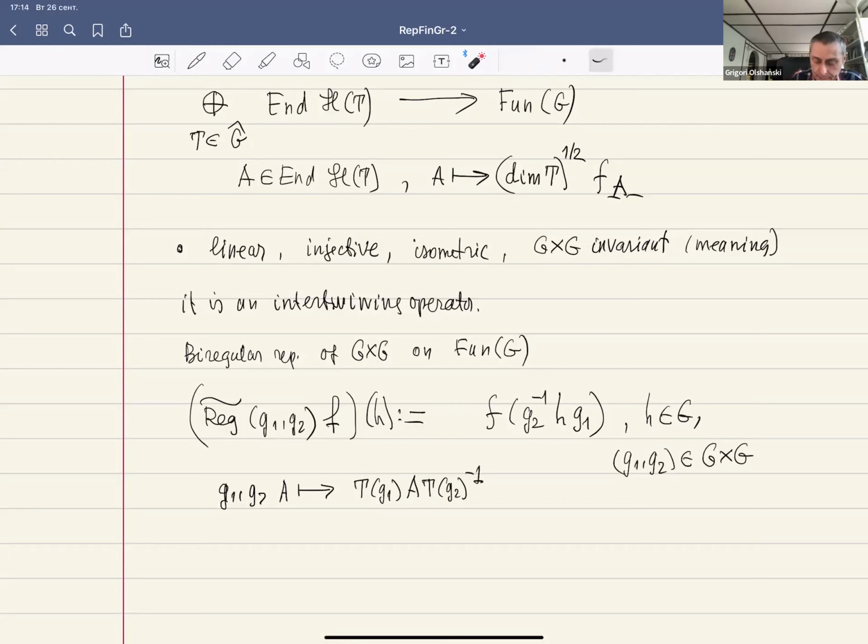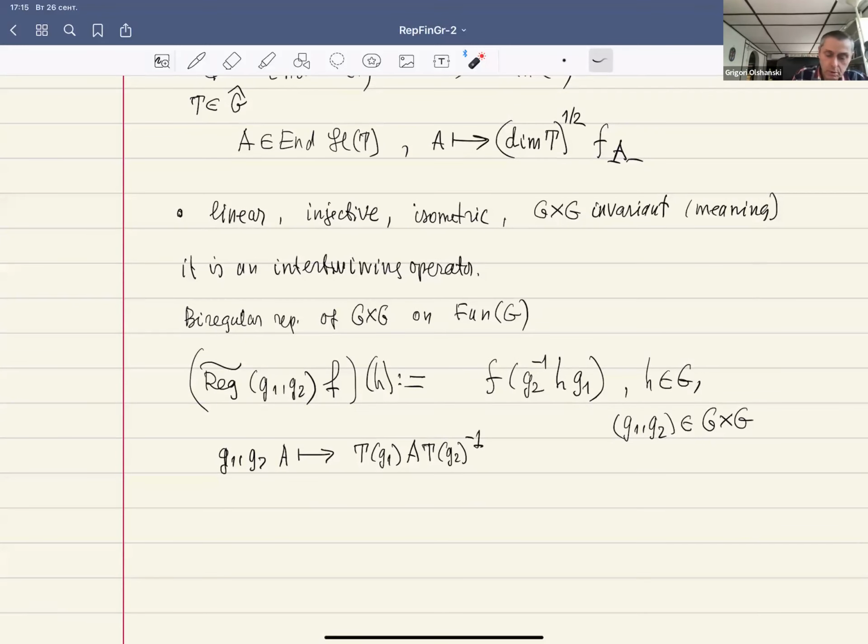This is the action on the space of operators. Applying an element of a double group to an operator A produces this expression. And to make it compatible with this map, we have to define the biregular representation by this formula. And this is easy to verify, that we have the intertwining property under this agreement. So this is an intertwining operator.